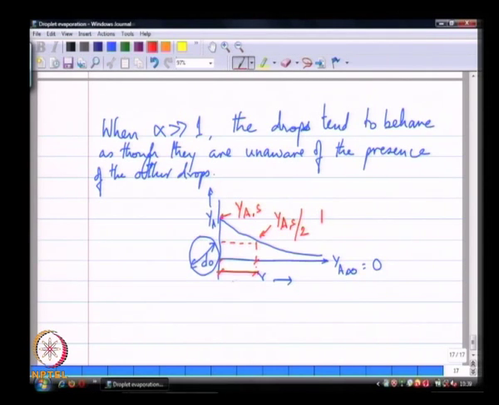So this distance, I will call this half, R sub H. R sub H also is important in terms of the ratio of R sub H to the droplet spacing itself. I call that D sub S.